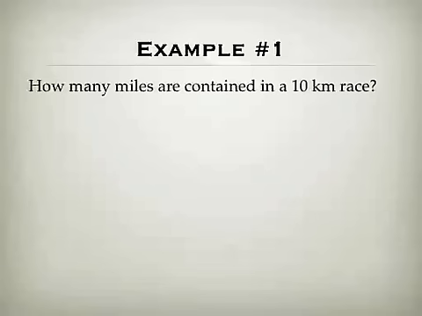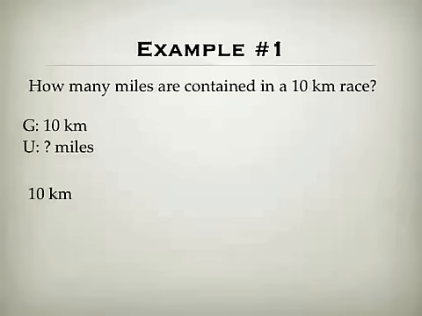So we have some specific things that we know, we have some specific things that we're trying to find. We're given a 10-kilometer race as our distance, and we need to determine how many miles that is. Now, if you take a look at your equation sheet, you'll be able to determine the relationships that you want to use. But let's start out. We're going to start out with our 10-kilometer race, and then we'll put in our relationship to get from kilometers to meters.